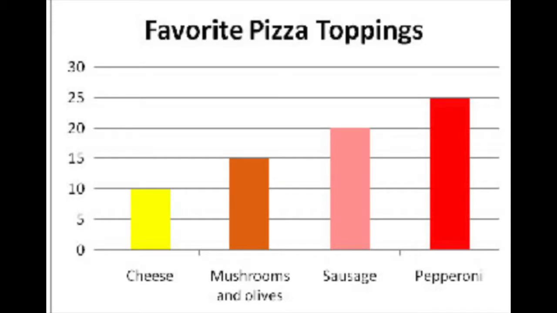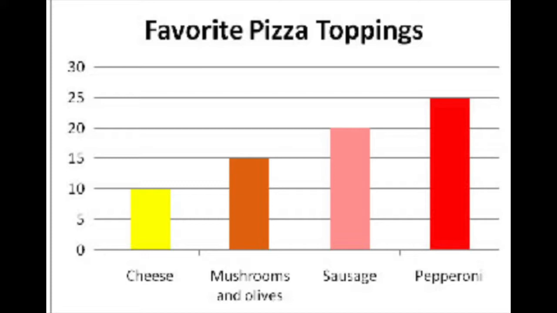So where it says favorite pizza toppings, this would be our title. So now let's look at the x-axis. The x-axis has our categories today. What categories do we have in this example? We have cheese, mushrooms and olives, sausage, and pepperoni. So those are our categories, what we are comparing.